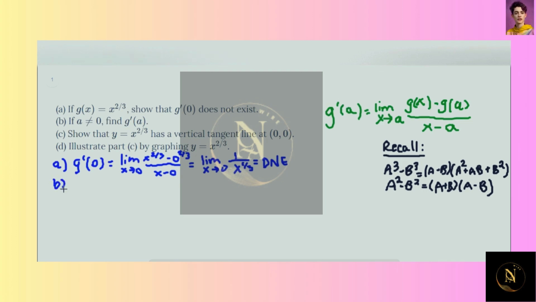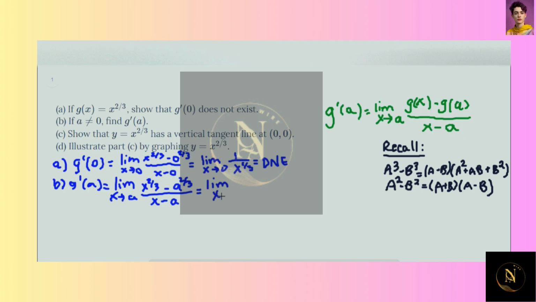Part B, if a is not 0, find g prime of a. So we're using the same definition. G prime of a equals the limit as x approaches a, except a is not 0, of the function g of x, which is x to the 2/3, minus a to the 2/3, so the function evaluated at a, divided by x minus a.